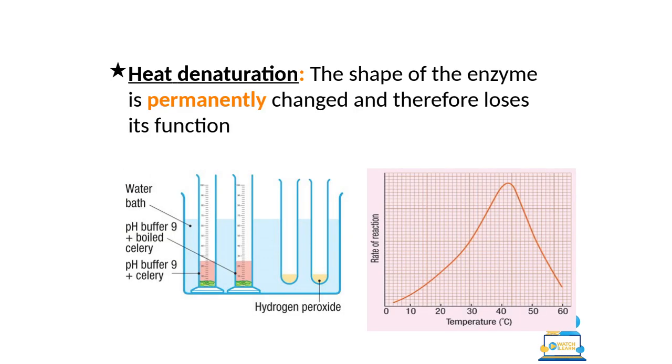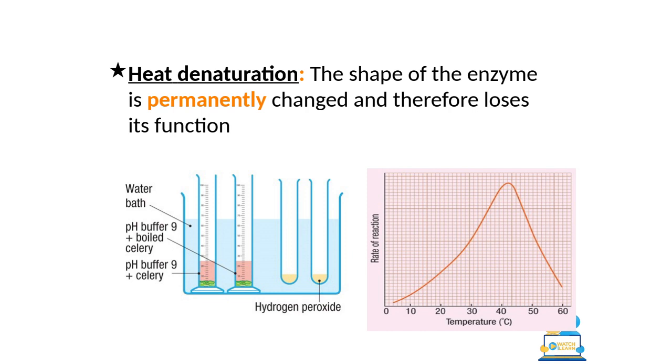So lastly, with reference again to heat denaturation, this is where the shape of the enzyme is permanently changed and therefore it has lost its function. And again, if we recall, two features of a denatured enzyme: loss of shape, loss of function. So when enzymes are denatured, we will see no enzyme activity. So if you notice again, over 50, 60 degrees, little to no enzyme activity occurring. Whereas in this case here, we're looking at a peak of roughly just over 40 degrees.